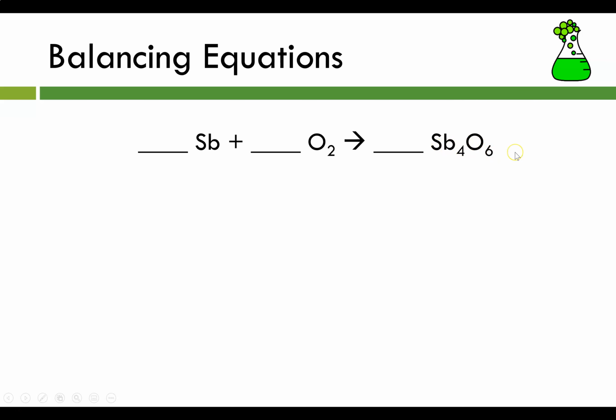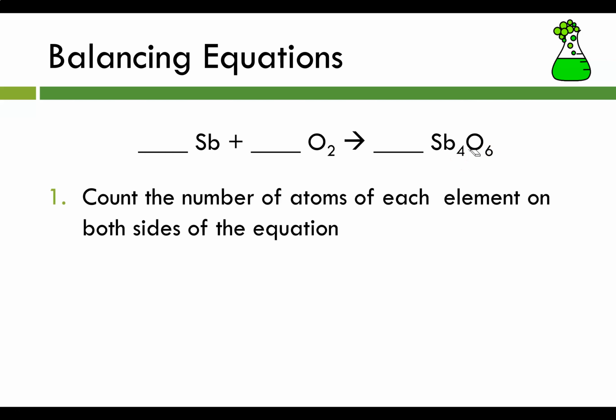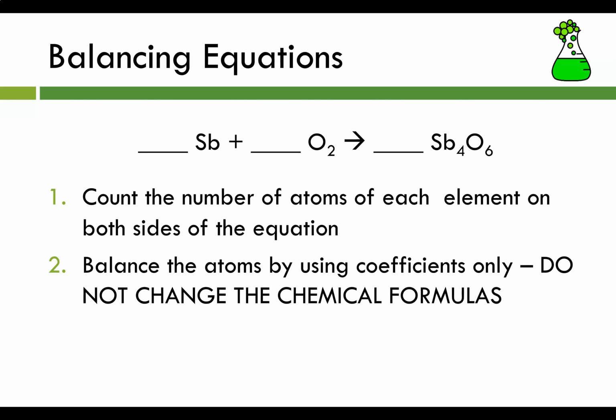I balance using coefficients. Remember, those are the numbers that come in front of the elements or compounds. You can't just go through and cross that out and turn that into a 2 and say, there, it's balanced. That is, of course, not how it works. So we've gone through and counted the number of atoms of each element on both sides of the equation. Now we're going to try to balance the atoms using coefficients. Again, no changing the chemical formulas. That actually changes the reaction and is not a valid way to balance.